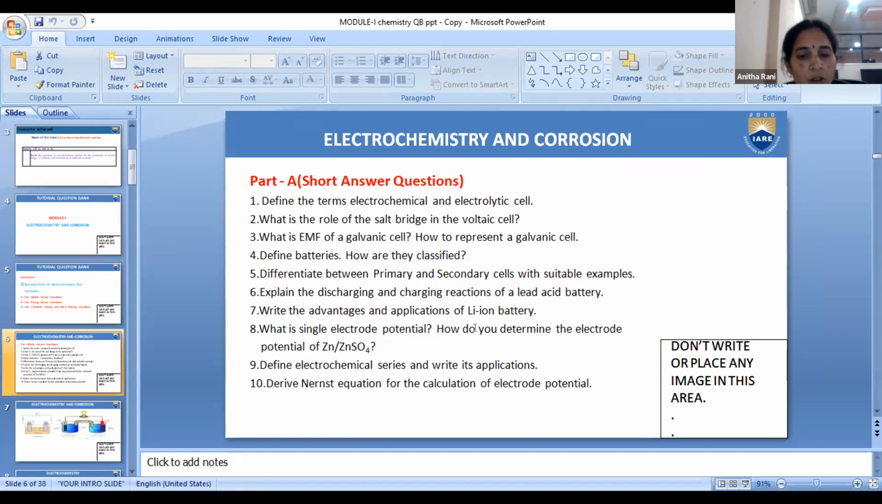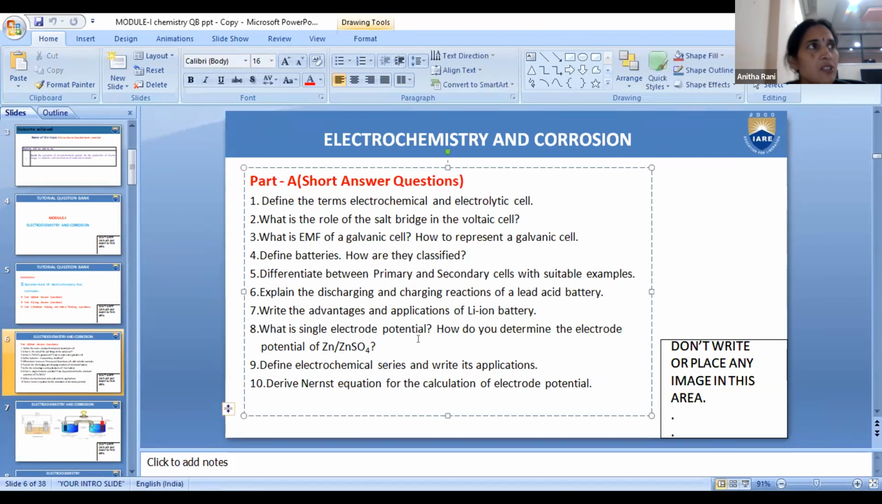So how do you determine the electrode potential of zinc in zinc sulfate? How to find out the zinc electrode potential? By connecting to SHE. What is SHE? Standard hydrogen electrode. What is its potential? 0. Its potential is 0.